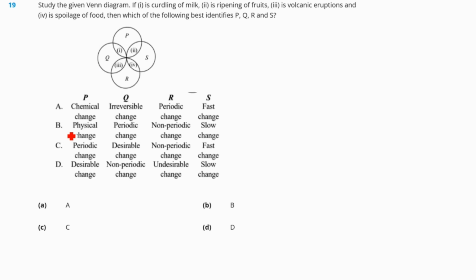Question 19. Study the given Venn diagram. If 1 is curdling of milk, 2 is ripening of fruits, 3 is volcanic eruption, and 4 is spoilage of food, then which of the following best identifies P, Q, R, and S? So you can see that P is a combination of 1 and 2.